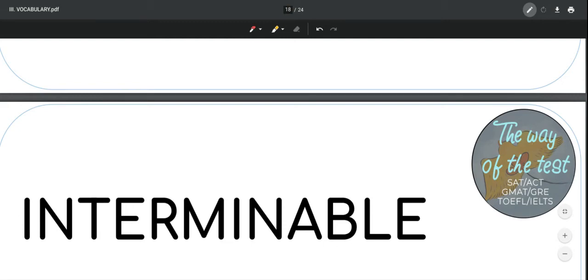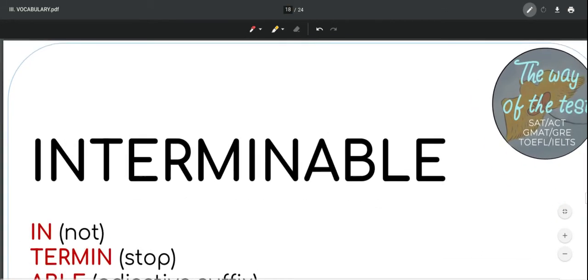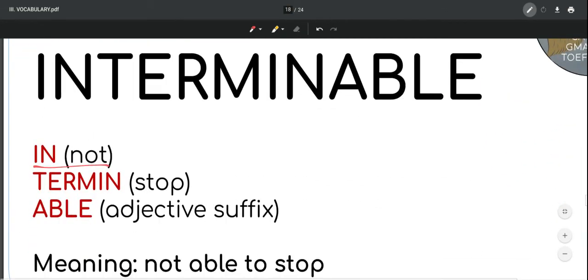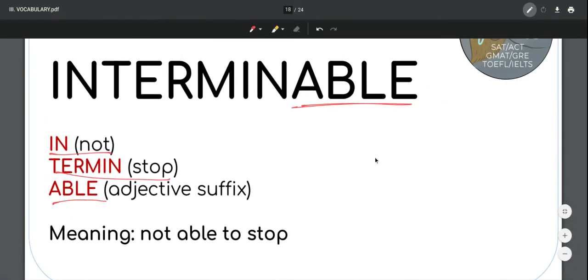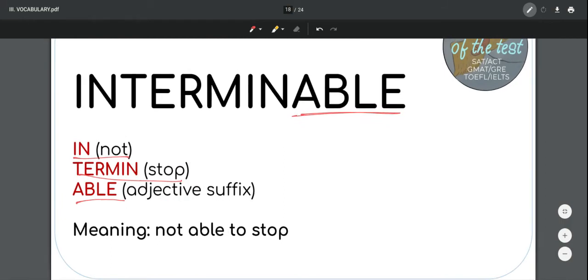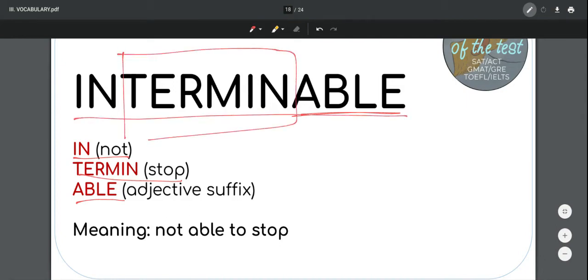Okay, time's up. So what you should have is the prefix in, which is not, termin, which is to stop, and able, which is the adjective suffix, indicating that this word is an adjective. And the meaning of this word will be not able to stop. Again, I want you to notice that this is just the way we're going to work when we don't know the word. Let's say I don't know this word, but I see parts of the word that are familiar to me, that I may have seen in another word, or may have heard, or maybe they exist in my own native language, so I can get it from there.